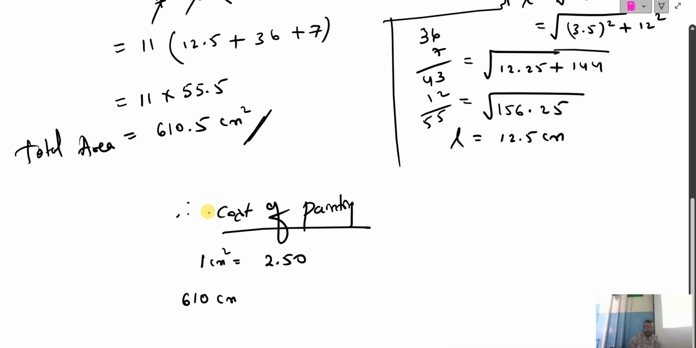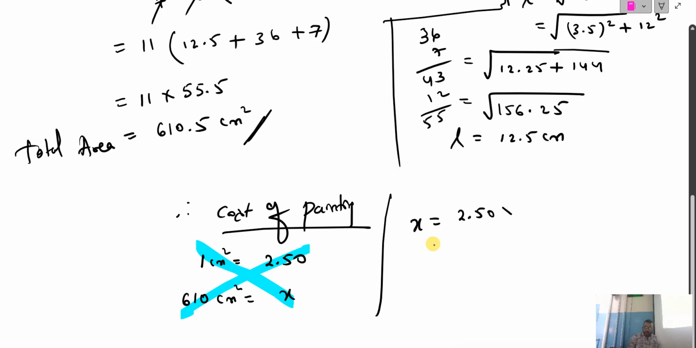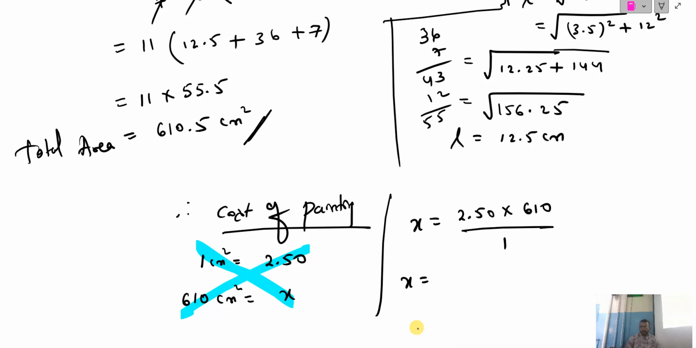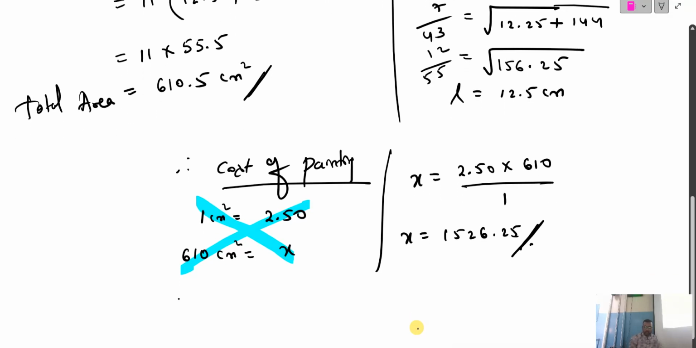So 610.5 centimeter square equals how much rupees we don't know. So we can take it as x. Now cross multiply. Remember, this into this is equals to this into this. Am I right? So x is equals to 2.50 into 610.5 divided by 1. So the value of x is, what is the answer? 1526.25. Am I right?